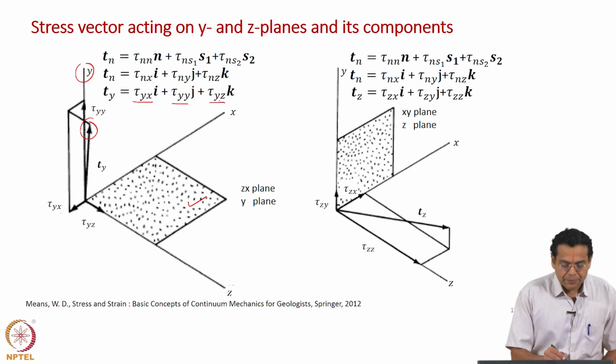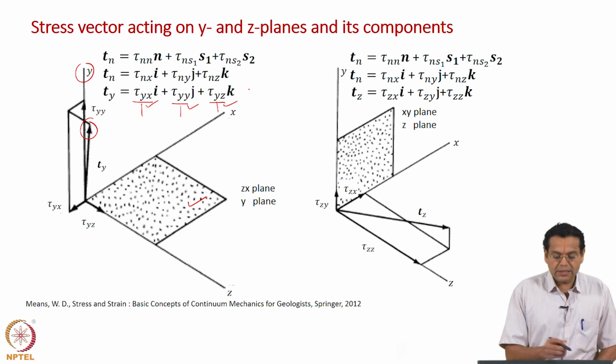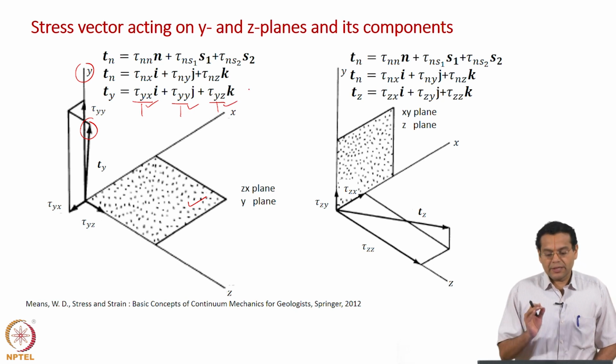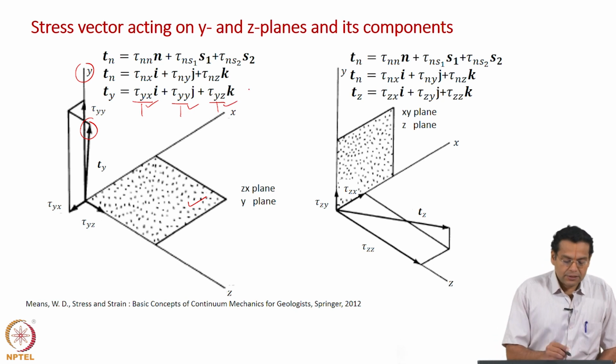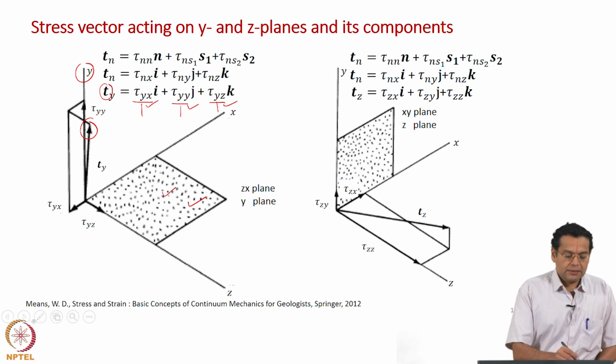Why is that? The first subscript represents the direction of the plane, here y, and the second subscript the direction of the component, so x, y, z. So these tau yx, tau yy, tau yz are the components of the stress vector acting on a plane whose normal is the y axis. Okay. And once again the construction is shown nicely here.